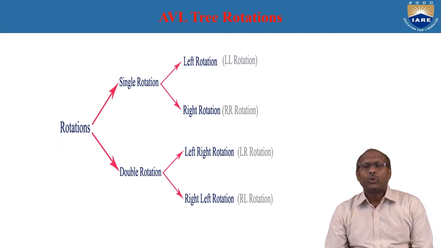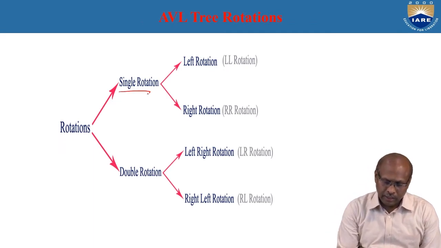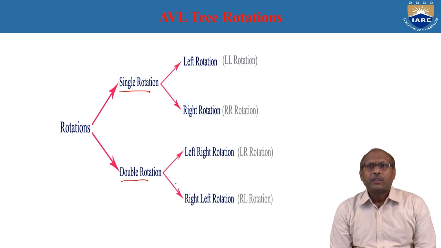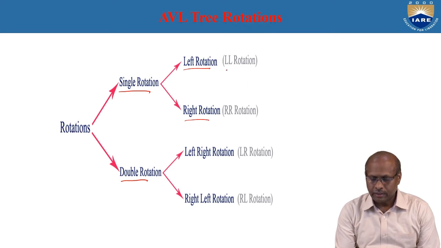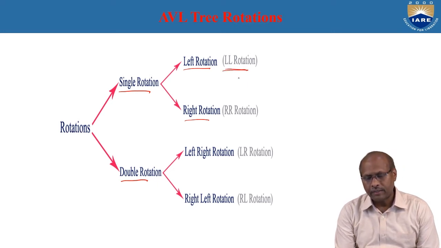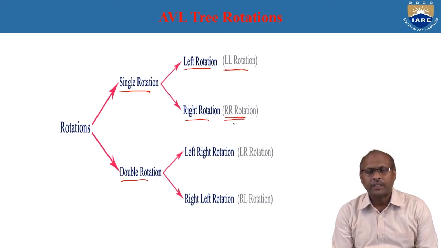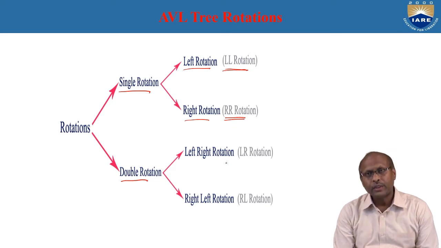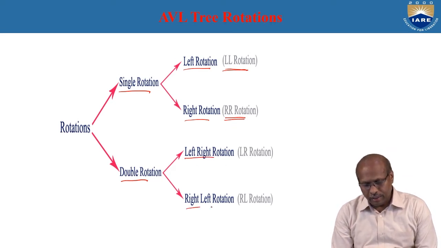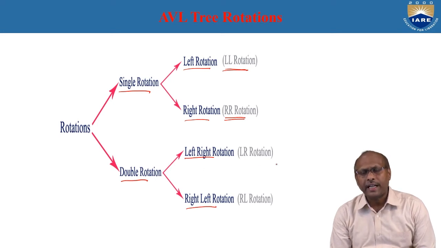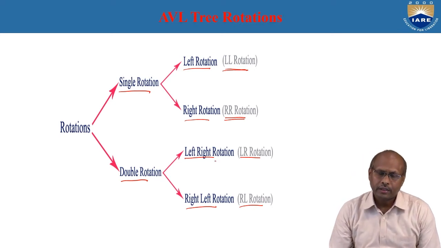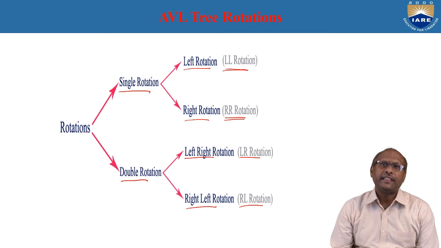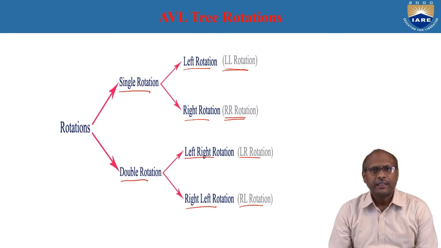And remember, there are two important types of rotation. One is single rotation, second is double rotation. Single rotation, again, has two categories, either left rotation or right rotation. The left rotation is called LL rotation and the right rotation is called RR rotation. Similarly, double rotation comes either as left-right rotation or right-left rotation. The left-right rotation is called LR rotation and right-left is called RL rotation. So these are the 4 varieties of rotations you can do for balancing the binary search tree.